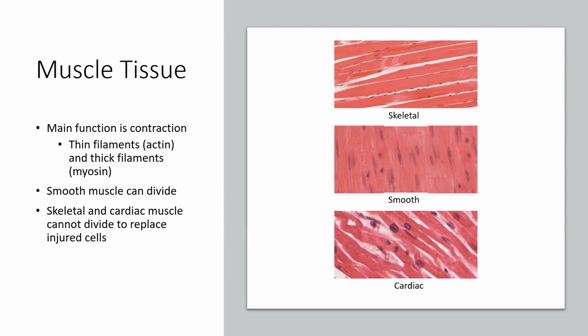Muscle tissue is unique in that it contracts due to filaments. We have actin, which are very thin filaments, and myosin, which are thick filaments, and they allow contraction and movement through this muscle tissue. There's three types of muscle tissue. So skeletal muscle is what we use for movement, like in our legs and arms. Smooth muscle is things like our GI tract, and cardiac muscle is the muscle cells of the heart. Smooth muscle cells can divide, whereas skeletal muscle and cardiac muscle are permanently differentiated. They can no longer divide to replace injured cells.